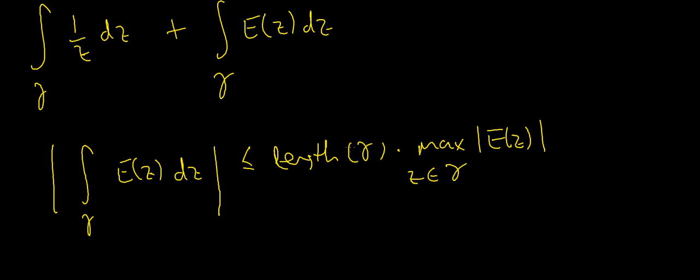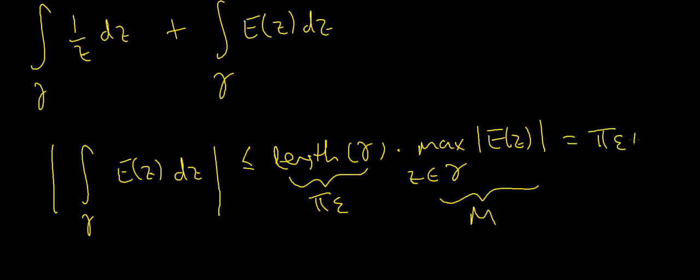Now, this is a semicircle which has radius epsilon, so I know that a circle has circumference 2 pi epsilon, so the semicircle has got to have length just pi epsilon, because it's half a circle. And this, I've just established, achieves some real number upper bound, m. So this whole thing is equal to pi epsilon m.